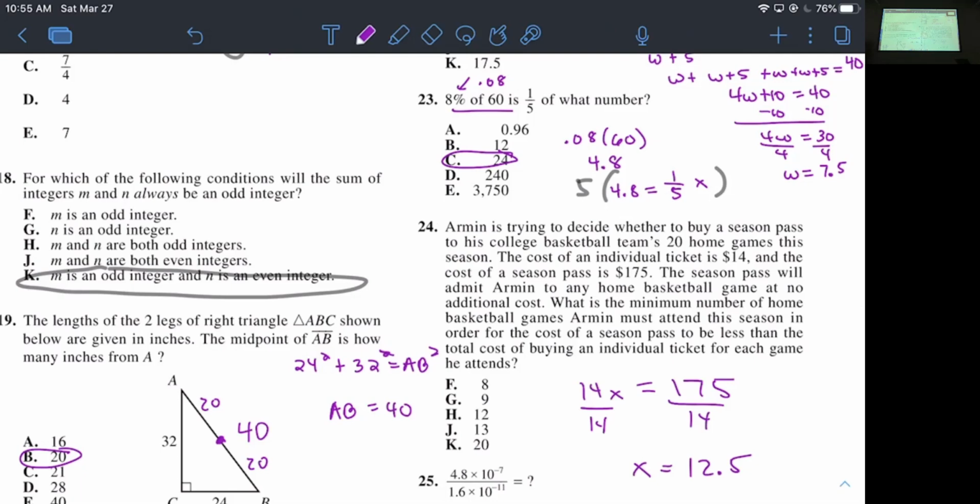He wants the season pass to be better. So how many games would he have to attend? 13 games. Questions on 24.